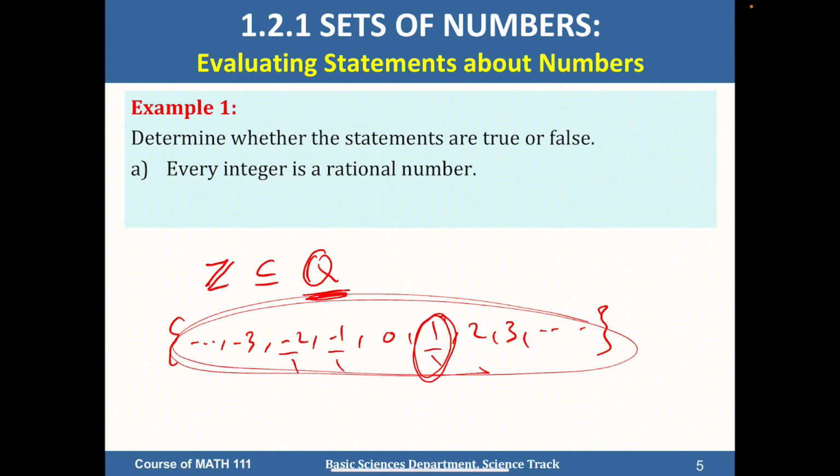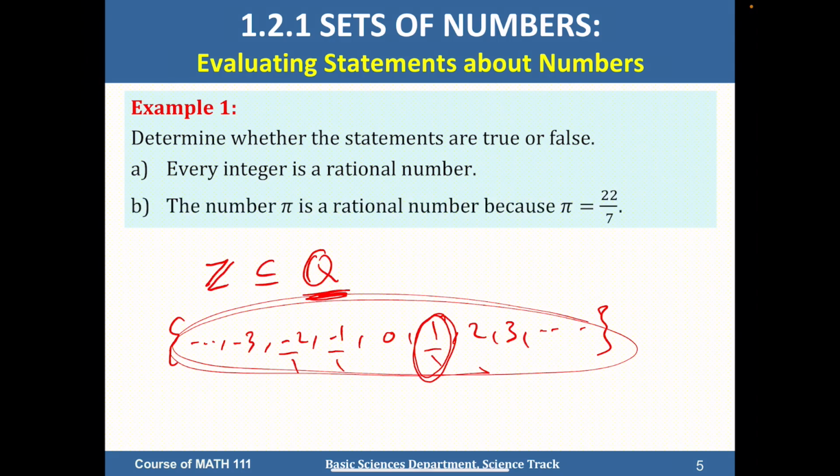Okay. Next question, the number pi is a rational number because pi equals 22 over 7. And actually this is not quite right, because pi does not equal 22 over 7. Pi is almost 22 over 7. This is an approximation of pi, okay?